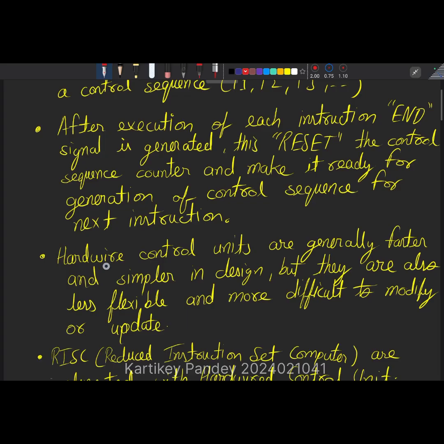Now, hardwired control units are generally faster and simpler in design, but they are also less flexible and more difficult to modify or update. As we have already discussed, hardwired control units are based on the core idea that the control signals are generated using fixed combinational circuits. So they are simpler but less flexible because everything is fixed. So it is always very difficult to modify or update a hardwired control unit.